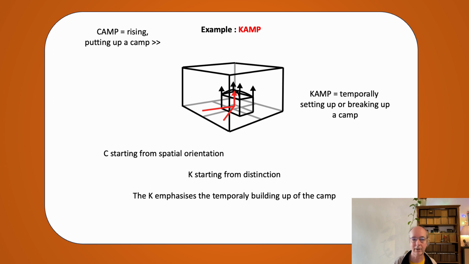So the C is clearly starting from a spatial orientation. The K is more clearly starting from a distinction. While all the rest is building up into the three-dimensional, the starting point is slightly different.